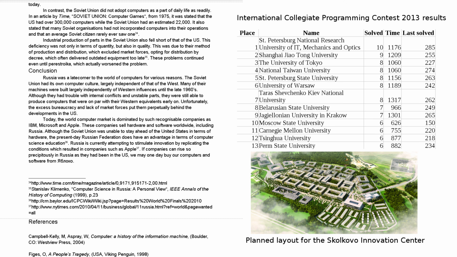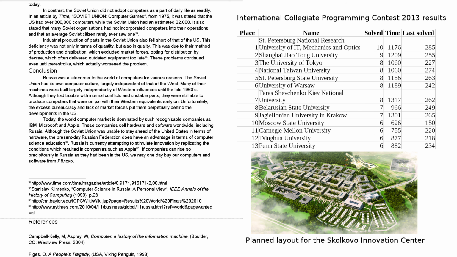Conclusion. Russia was a latecomer to the world of computers for various reasons. The Soviet Union had its own computer culture, largely independent of that of the West. Many of their machines were built largely independently of Western influences until the late 1960s. Although they had trouble with internal conflicts and unstable parts, they were still able to produce computers that were on par with their Western equivalents early on. Unfortunately, the excess bureaucracy and lack of market forces put them perpetually behind the developments in the US.